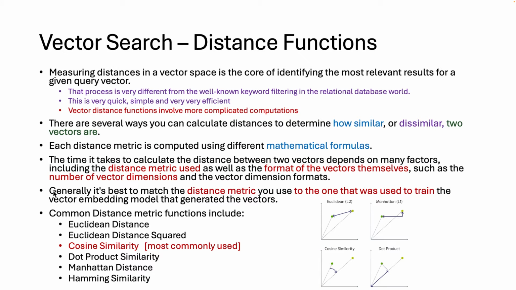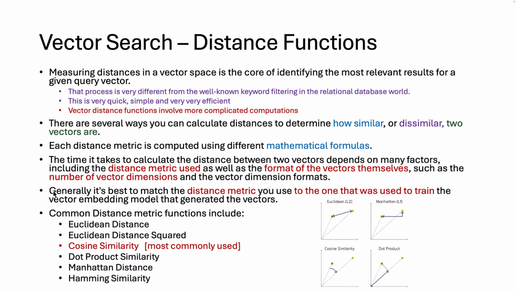So let's have a look at the different distance measure functions or algorithms that are available for evaluating vector searches and being able to identify vectors that are similar to one another. Now, the main list of distance measures are Euclidean distance squared and cosine similarity. That's the main one that you'll come across, and that's the default one that you'll find in most vector databases. But some of the other ones are dot product, Manhattan distance, and Hamming.